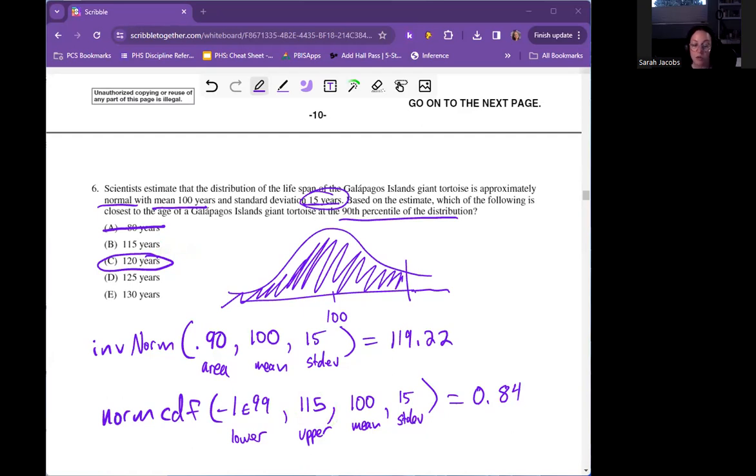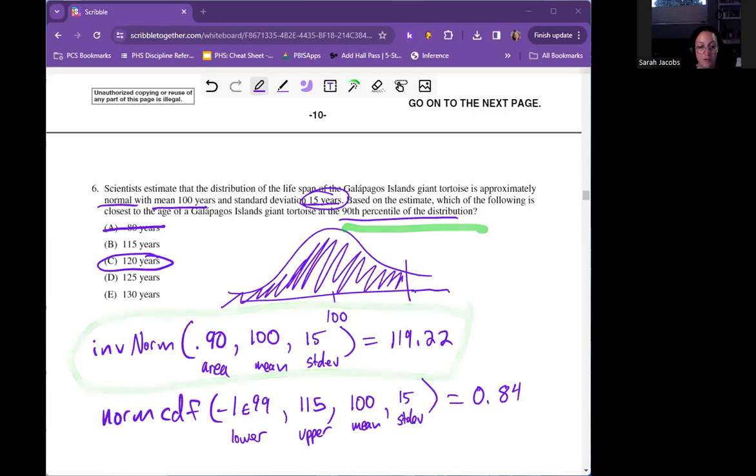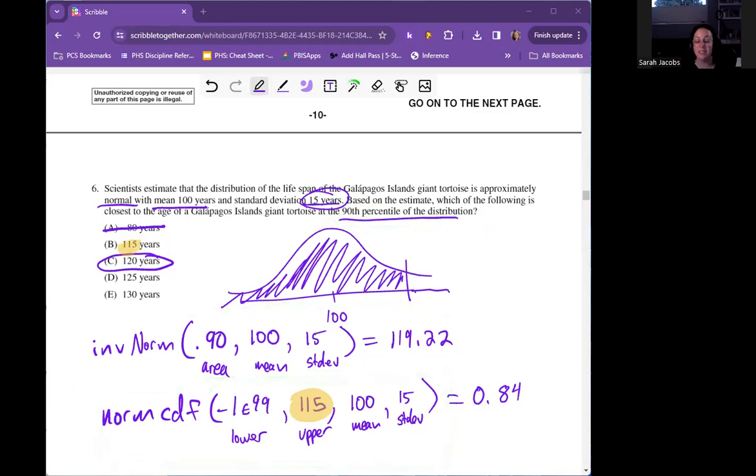But at the end of the day, you could test every single one of your answer choices in a problem like this because there's just numbers here. And even if you have to test 4, you will get to the answer. So again, inverse norm when you have the percentile. If you're not remembering, but you know you're looking for it to be 90%, you can use normal CDF and your answer choices and just test them until one of them gives you 90%.